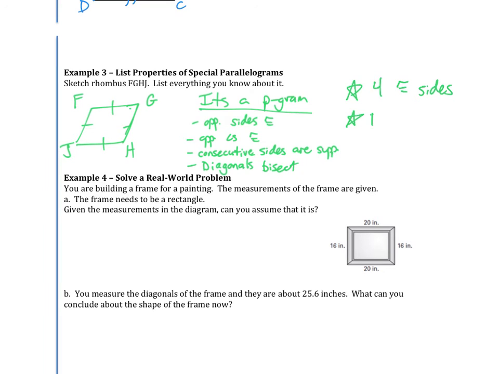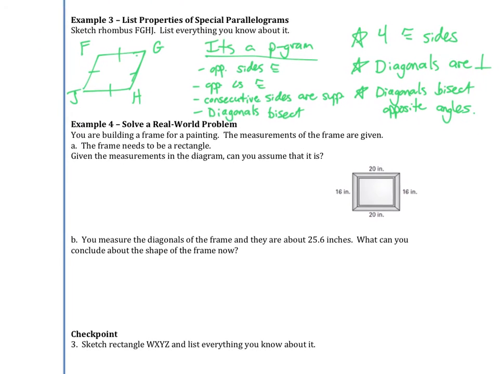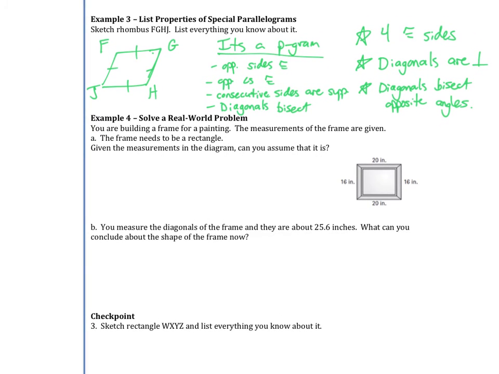And we know the diagonals are perpendicular. And we know the diagonals bisect opposite angles. So that's everything we know about a rhombus. If you need to pause, go ahead and pause so you can get all this written down.